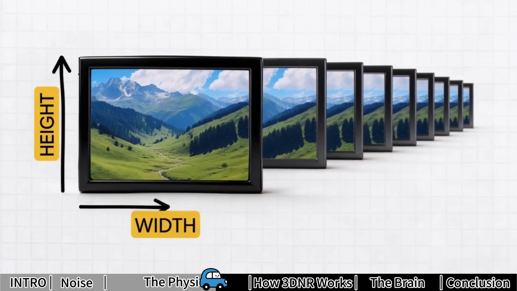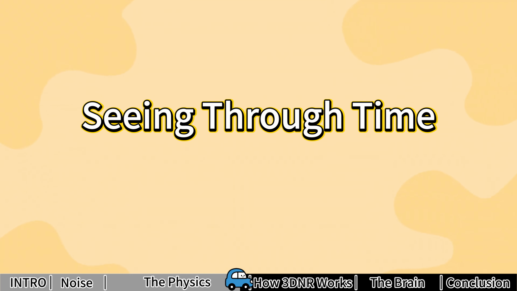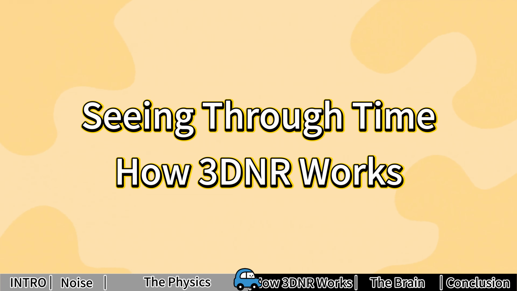Now, it's got nothing to do with 3D glasses. The first two dimensions are exactly what you'd think, the width and the height of the video frame. But the third dimension, the secret sauce, is time. And that is what makes this technology so incredibly cool. How in the world does a computer algorithm see through time to clean up a video? It's actually a brilliantly simple idea when you break it down.